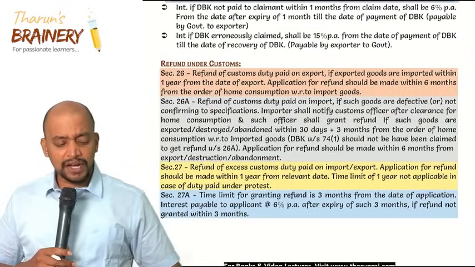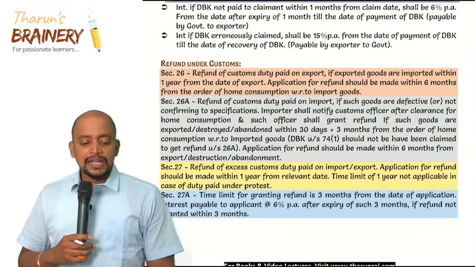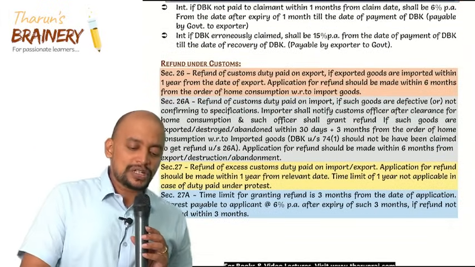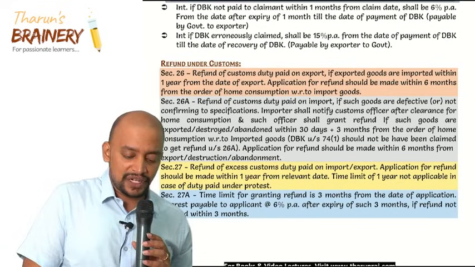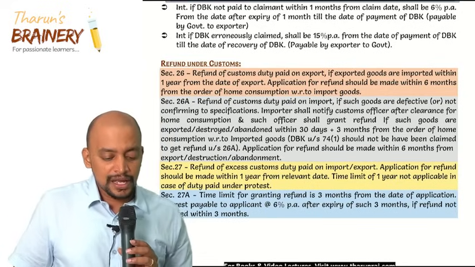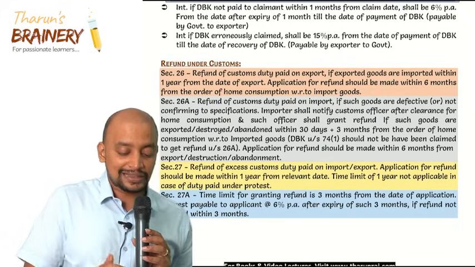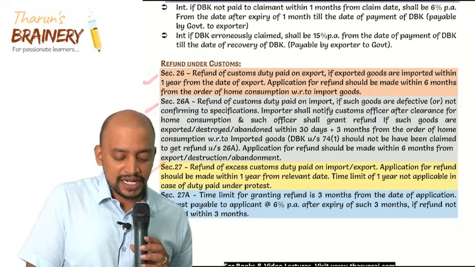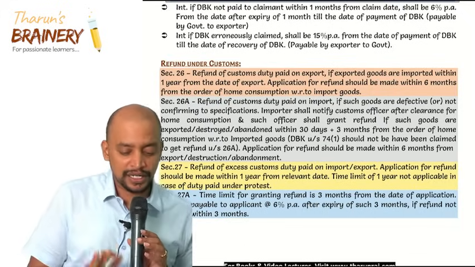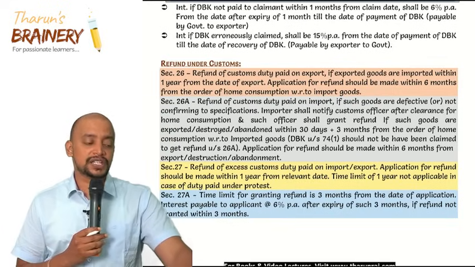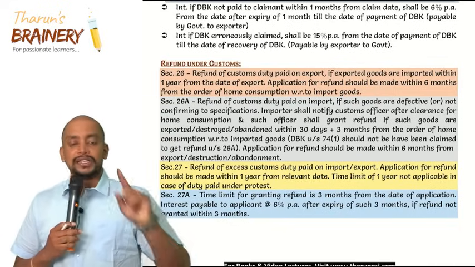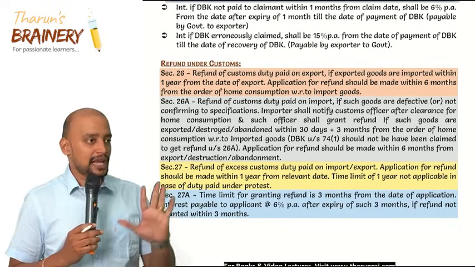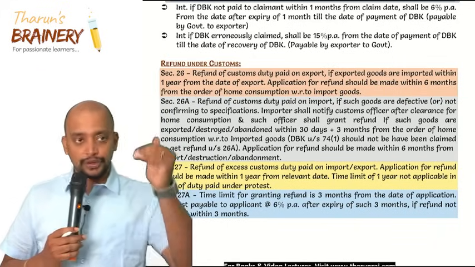Then we have refund under customs. So we have these 4 sections under which we will be getting the refund. So only 4 sections we have. In that, 3 are the situations and 27A is with respect to the time limit. So look into the 3 situations where we will get the refund. Section 26 says, listen carefully, you are exporting the goods.